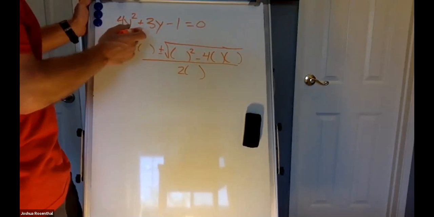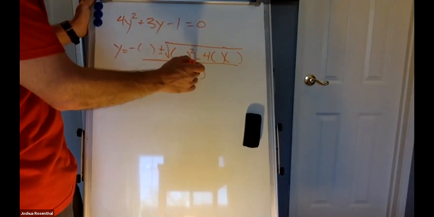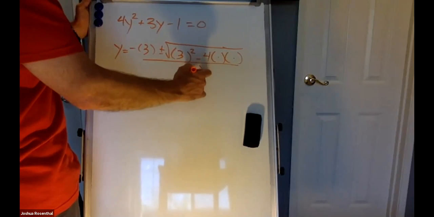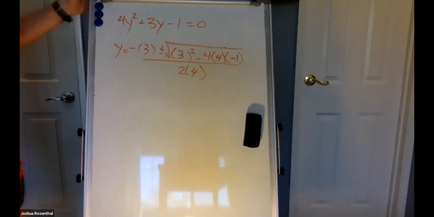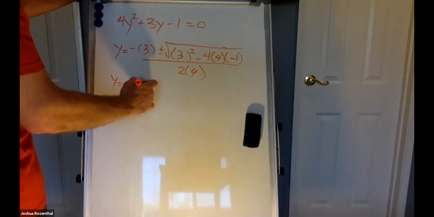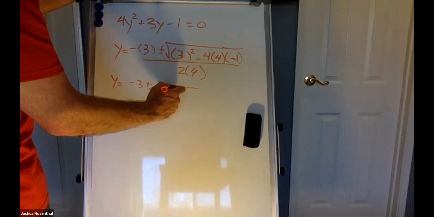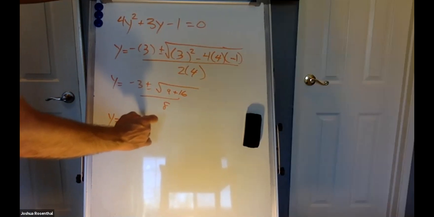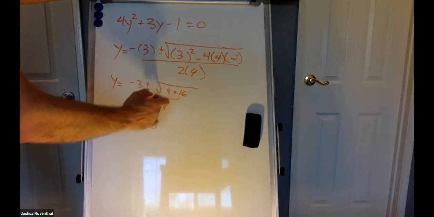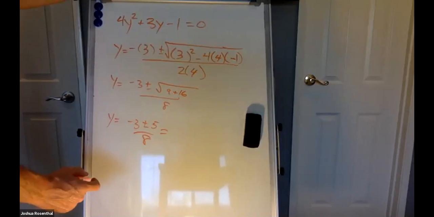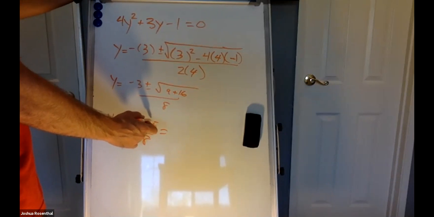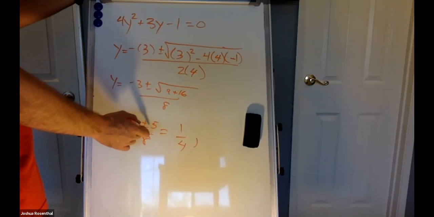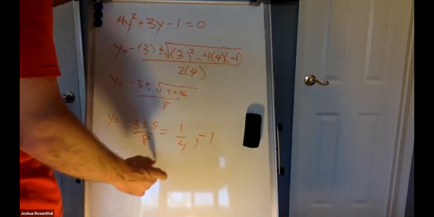Okay, so b goes here and there. A goes here and here. C goes there. So you just come up here and plug it in. So b is 3, a is 4, c is negative 1. Y is equal to negative 3 plus or minus the square root of 9 plus 16 over 8. Y is equal to negative 3 plus or minus 5, because that's 25 and the square root of 25 is 5, over 8. So in one case, you have negative 3 plus 5 is 2 over 8, so 1/4. And in the other case, negative 3 minus 5 is negative 8 over 8, which is negative 1. So those are your roots.